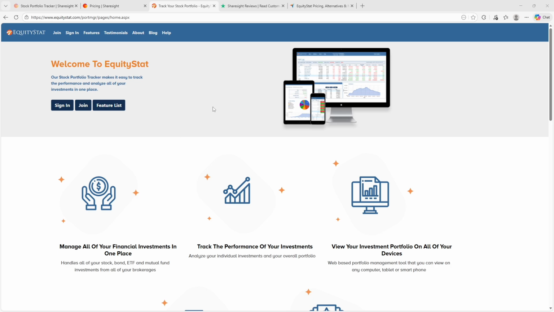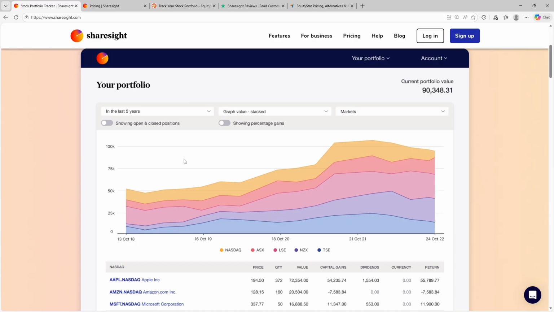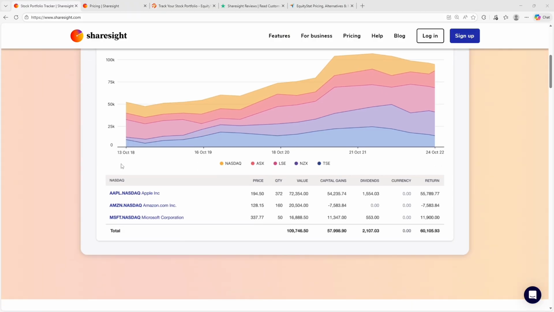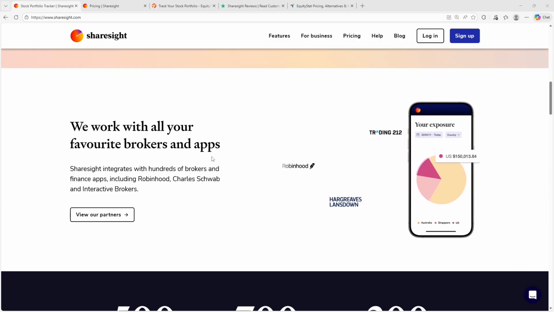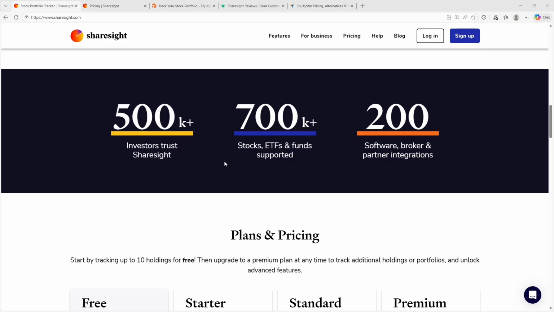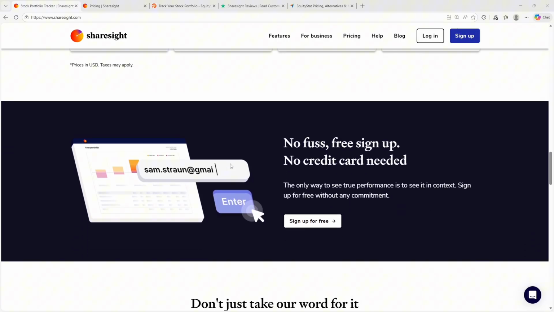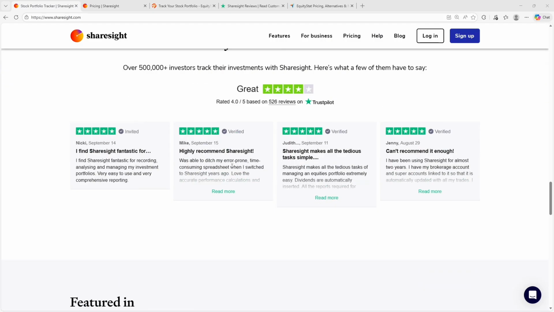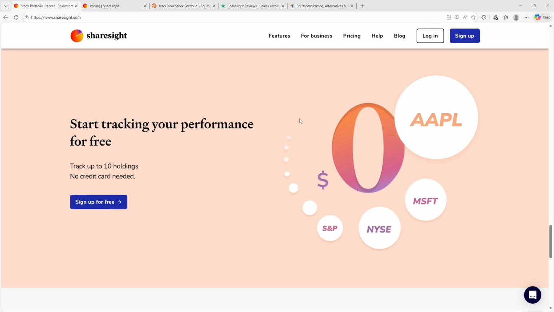Moving into Sharesight's feature set, the platform is designed around structured, accountant-friendly portfolio tracking, with a strong emphasis on accuracy over aesthetics. Sharesight supports equities, ETFs, managed funds, and dividend-paying instruments across global markets. One of its defining strengths is automated dividend tracking, including dividend accruals, income reports, currency conversion, and tax-ready summaries that show income by source and period.